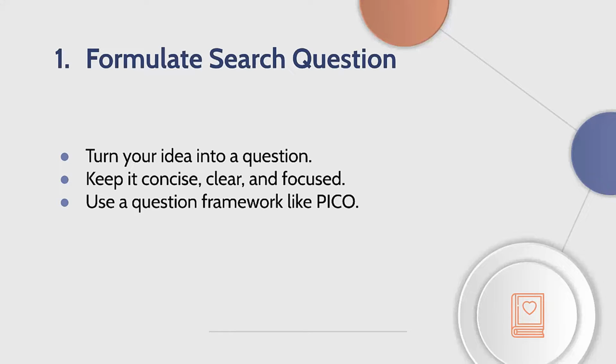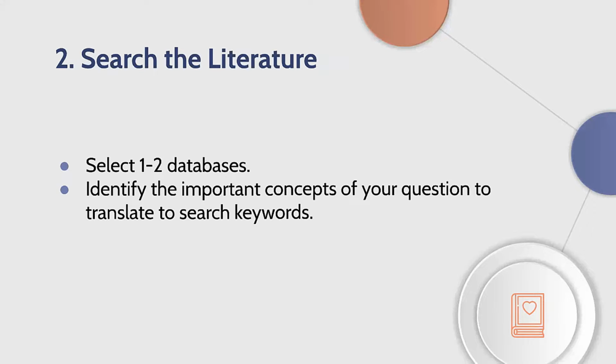What can help you develop your question is using a question framework, and we'll get into these in a little bit. Number two, searching the literature. So you're going to select your databases. 1 to 2 databases is good for a lit review. Those databases should be relevant to your field of study. Justin will talk about that in a little bit. And then you're identifying the important concepts of your question. If you've used a question framework or just identified what the key components are of your question, you can translate that into a search strategy.